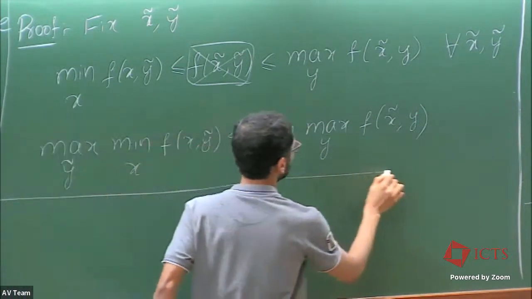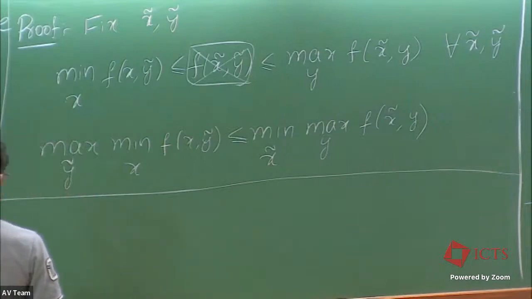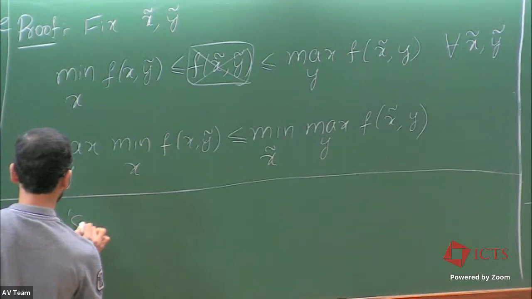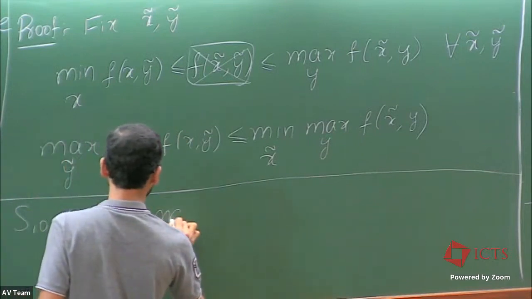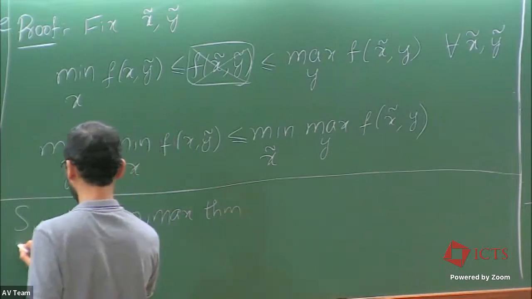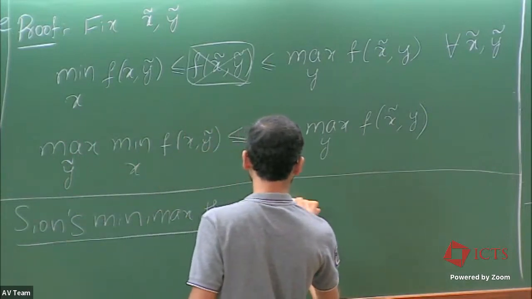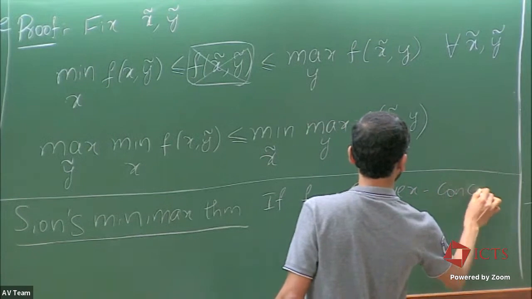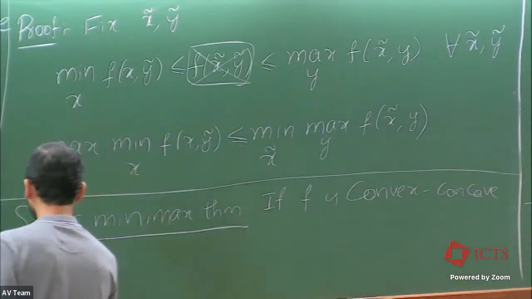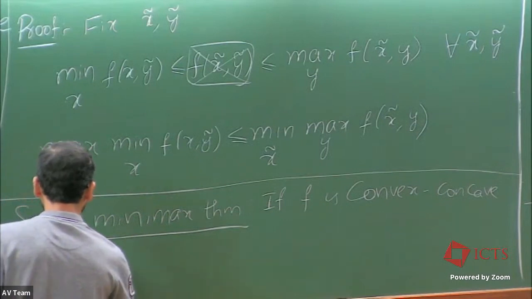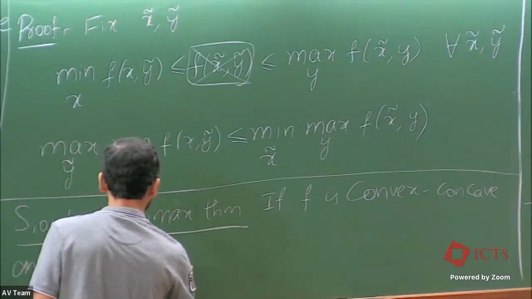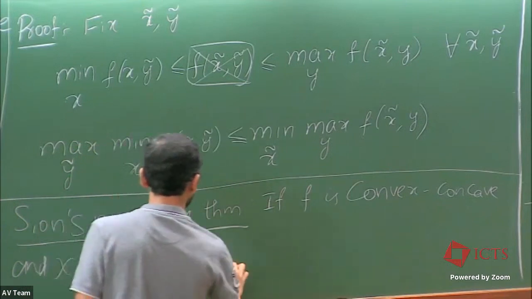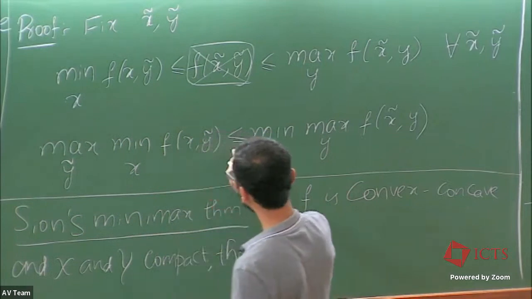There is no assumption that we made here. But the famous minimax theorem, due initially to von Neumann and then Sion, says the following: if f is convex concave, and X and Y are compact, then this is actually an equality.